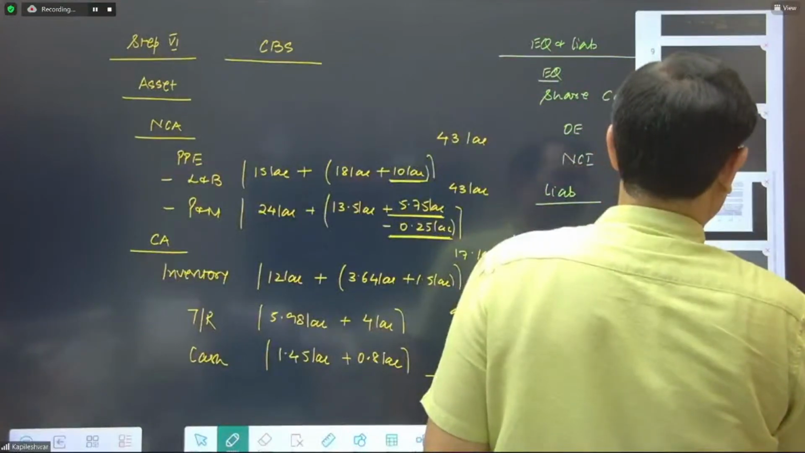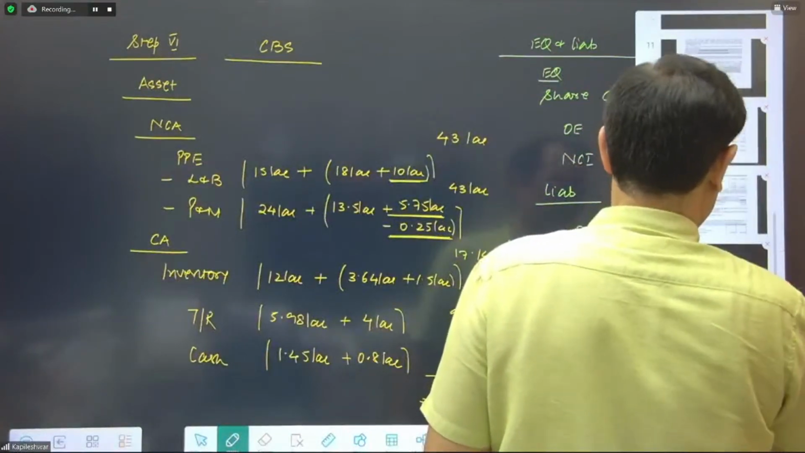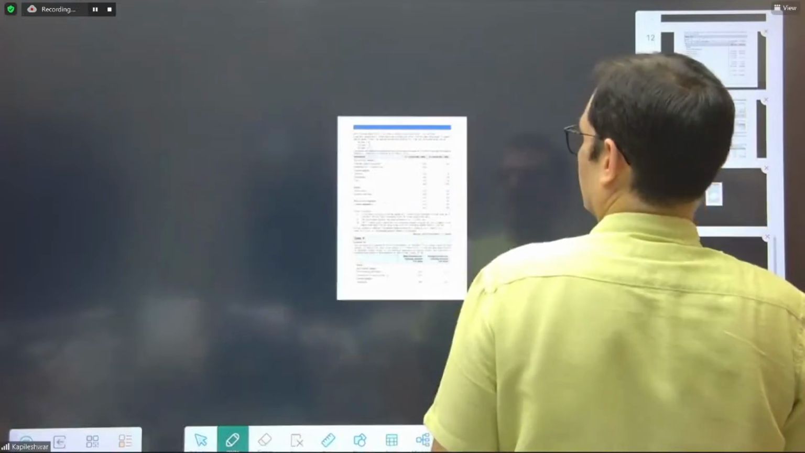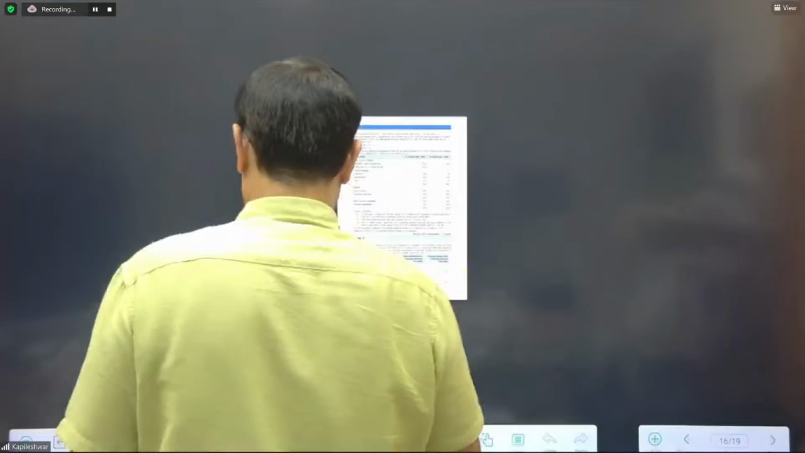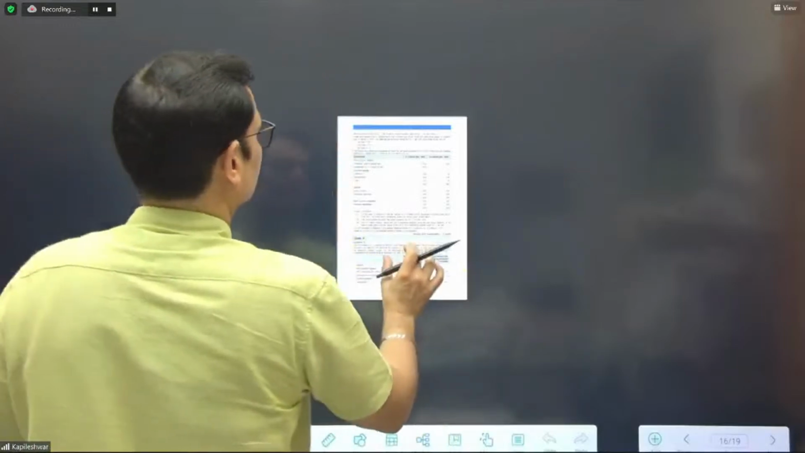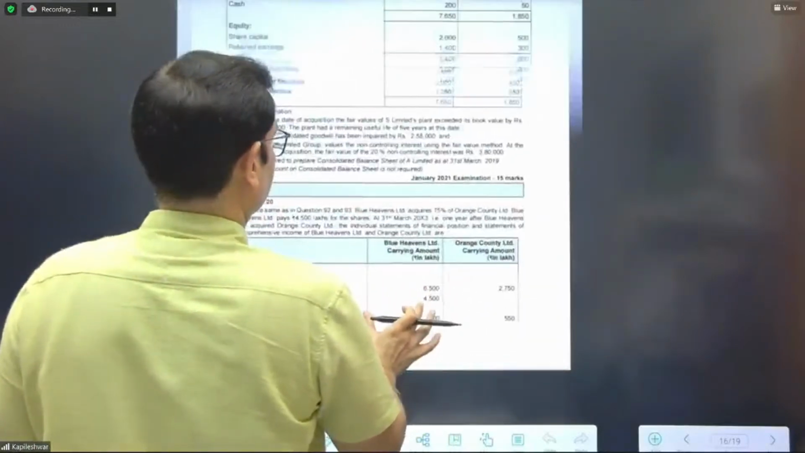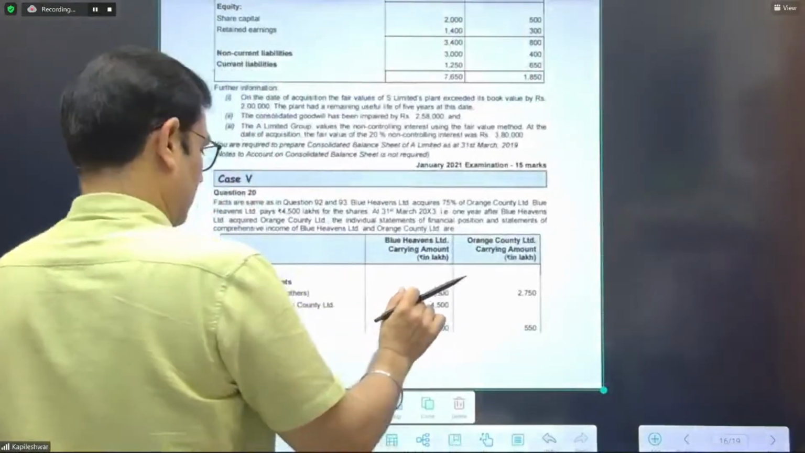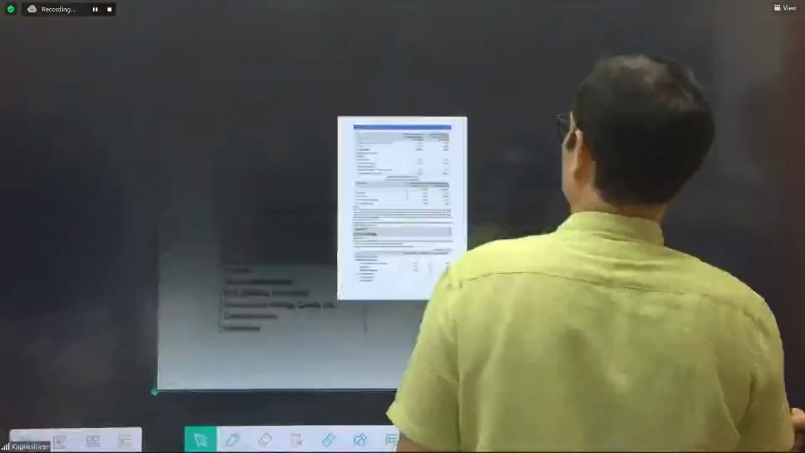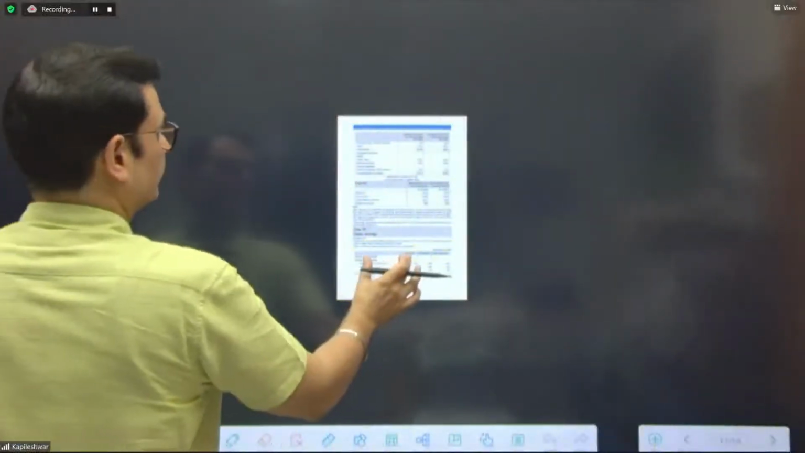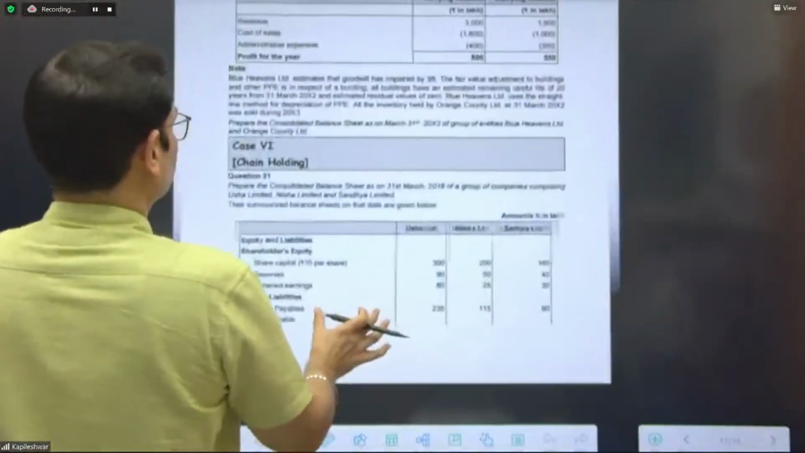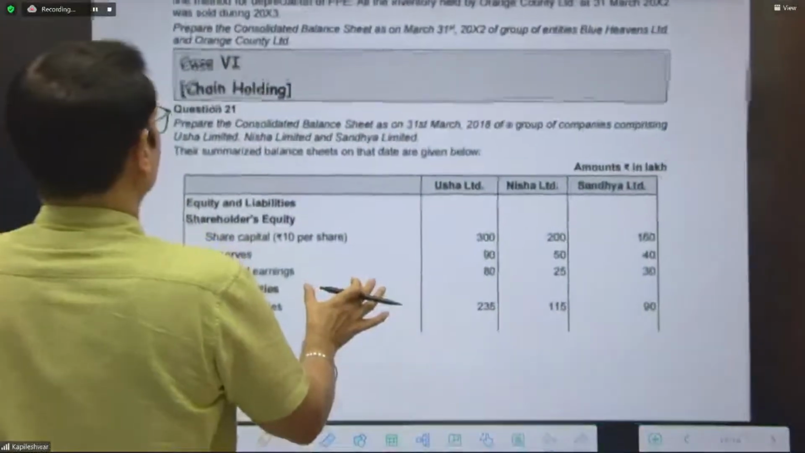So I've added one of the examination questions which came on a chain holding. So I think let's have a look at that. This is question number 20. I put it as a case number 5 because case 4 is NCI part. No, not this one. It is the other one. Yes, case number 6, I put it as a chain holding. So let me just read the question to you on a chain holding.